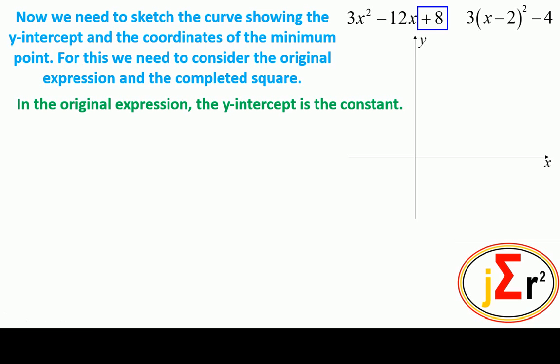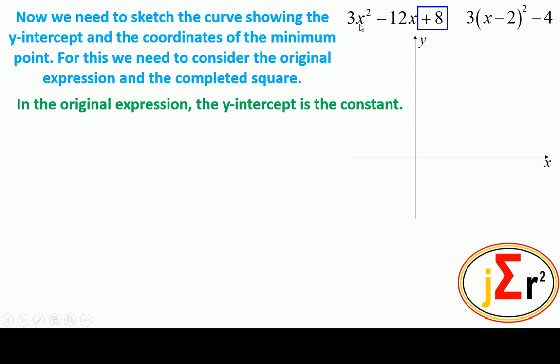Why is it the constant value? Because at the y-intercept, the value of x is equal to 0. Why is it equal to 0? Because the y-intercept is the point at which the curve crosses the y-axis. At that point, the value of x is equal to 0. As a matter of fact, the equation of the y-axis is x is equal to 0.